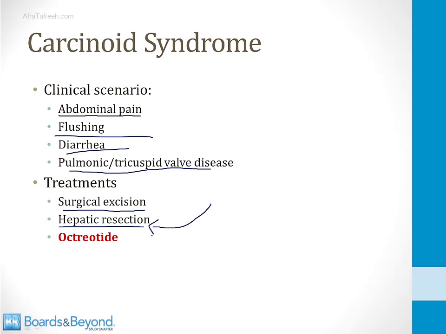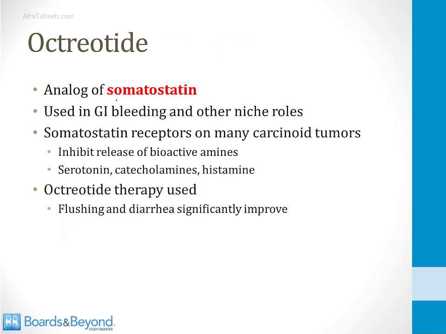And then finally, there's a drug therapy you can use called octreotide. Octreotide is an analog of the gastrointestinal hormone somatostatin, and it can be used as drug therapy for certain forms of GI bleeding as well as some other niche roles. And one of those niche roles is treatment of the carcinoid syndrome. The reason it's effective in carcinoid is because somatostatin receptors are found on many carcinoid tumors.